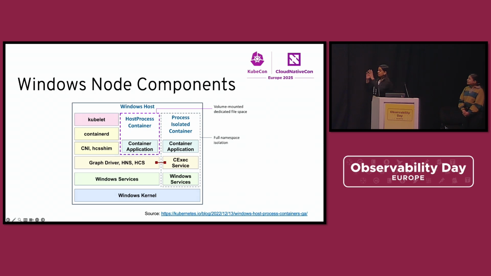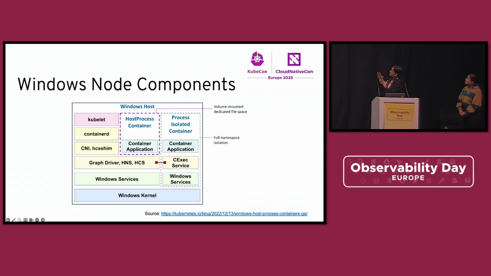Now that we understand the key components and how they play with each other, let's take a look into the containers that are supported in Windows on Kubernetes. We have two types of containers. The first one is a process-isolated container. A process-isolated container is a lightweight, sandboxed user space that runs on the host kernel.